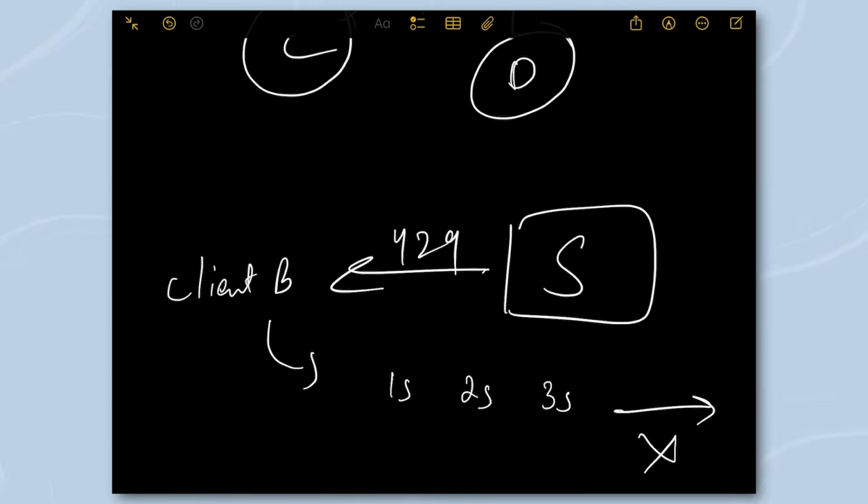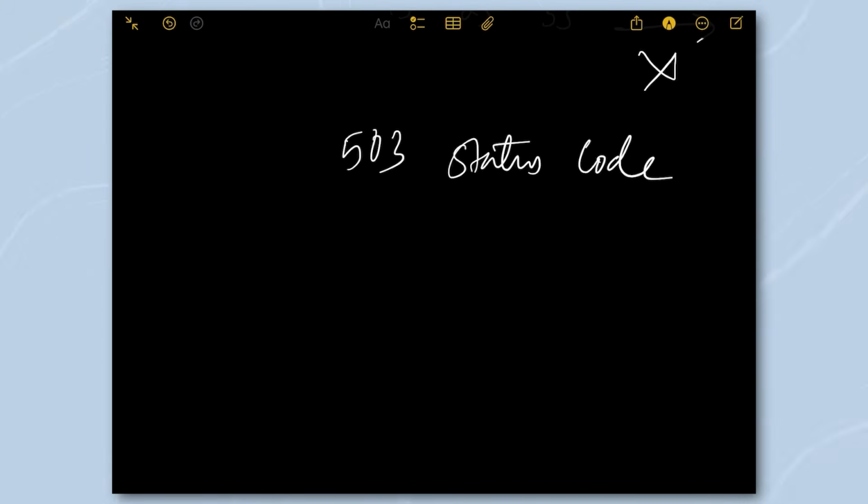But in the case of server throttling, we can have a mechanism where the client can do some sort of exponential backoff retry, because we are sending a 503 status code when our servers are throttling. So in that situation, the client can have some sort of exponential retry where they retry after 1 second, 2 seconds, 4 seconds, 8 seconds, etc. Cool.